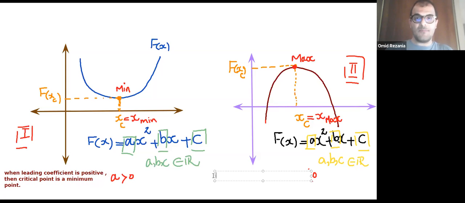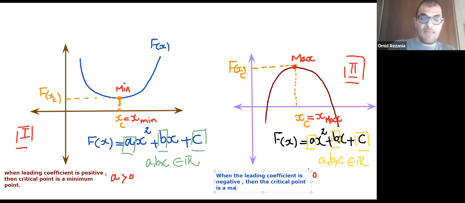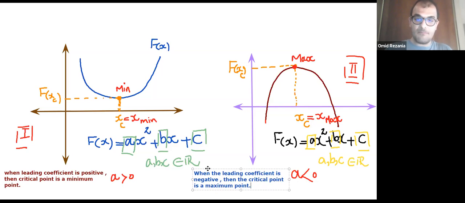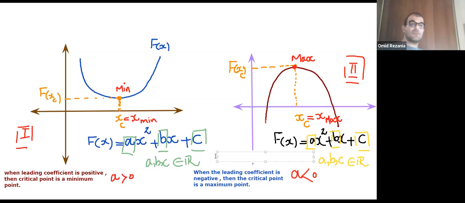Contrary to this one, we said that when the leading coefficient, by the leading coefficient I mean a, is negative, then the critical point is a maximum point. They call that local maxima. These are the 2 points I just wanted to draw based on the course that we had today.